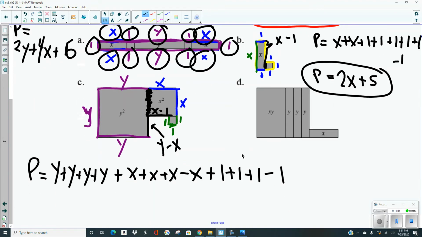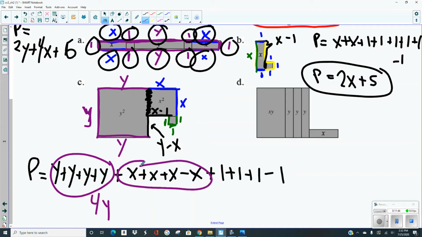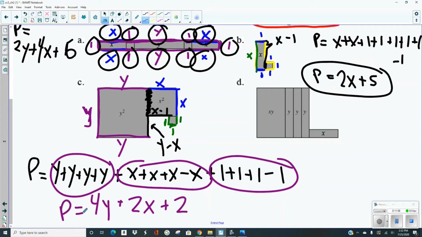All right, so from here, I'm going to combine the like terms. So I have 4Y, and that is 3X minus X, so 2X. And then that is 3 minus 1, so that's plus 2. So the simplified perimeter expression would be 4Y plus 2X plus 2.